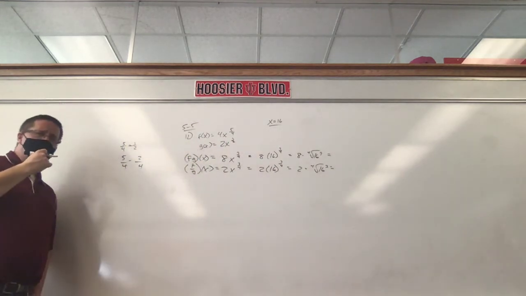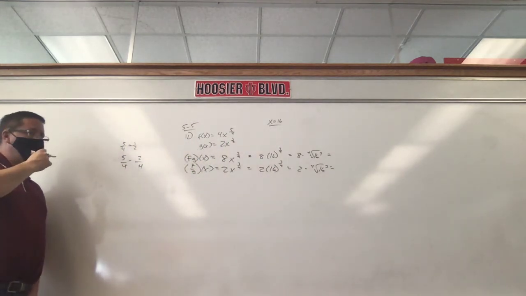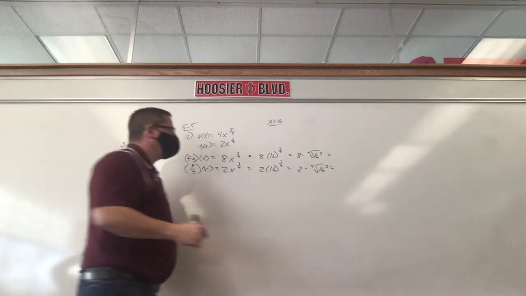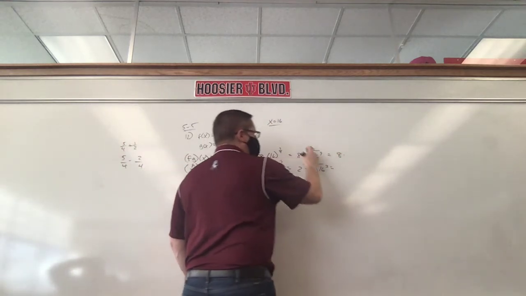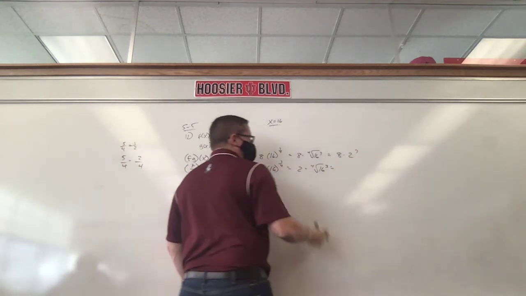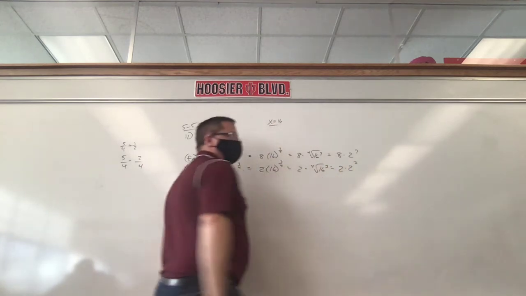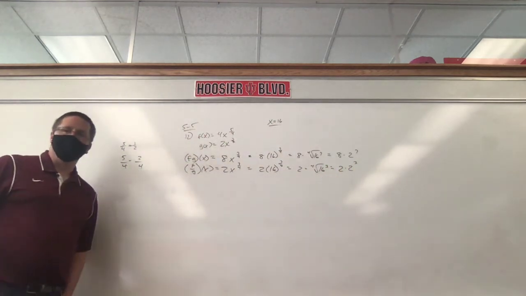What's the 4th root of 16? You should know that by now. The 4th root, and it's not 4. What's the 4th root of 16? 2. 2 times 2 times 2 times 2. So we have 8 times 2 to the 7th. Here we have 2 times 2 to the 3rd. The 4th root of 16 is 2.